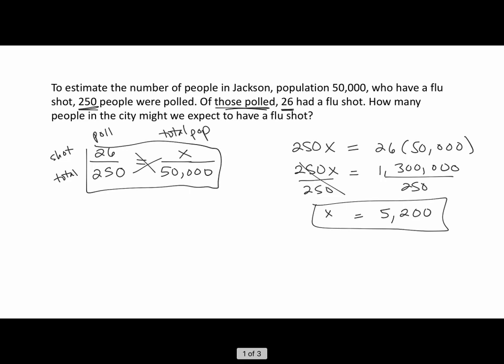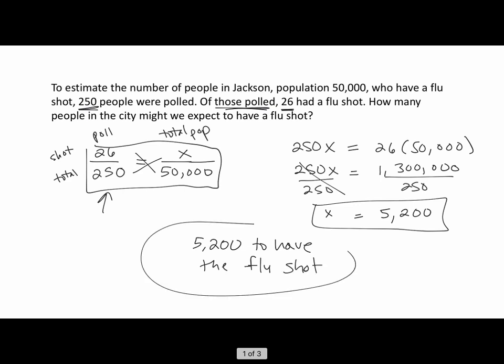If there's a population of 50,000, we expect about 5,200 to have had the flu shot, given that this was the percentage or the proportion from the poll. So what might we expect? We might expect 5,200 to have the flu shot. That would answer the question.